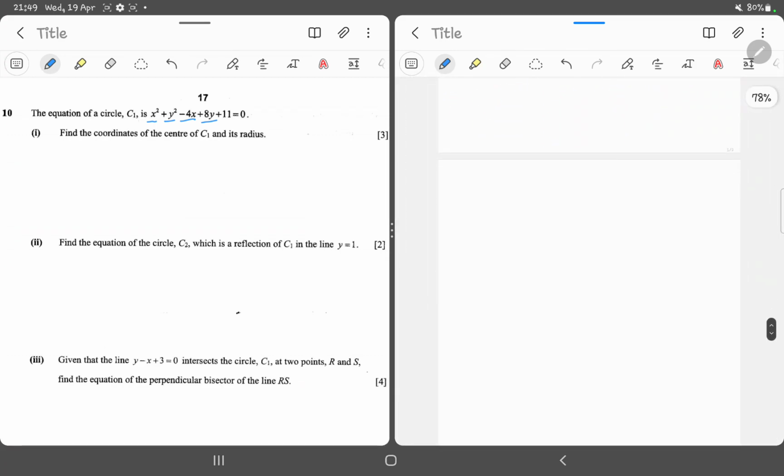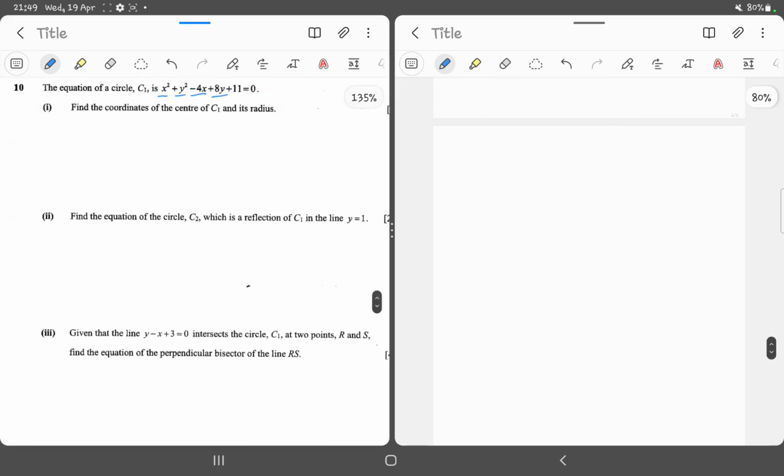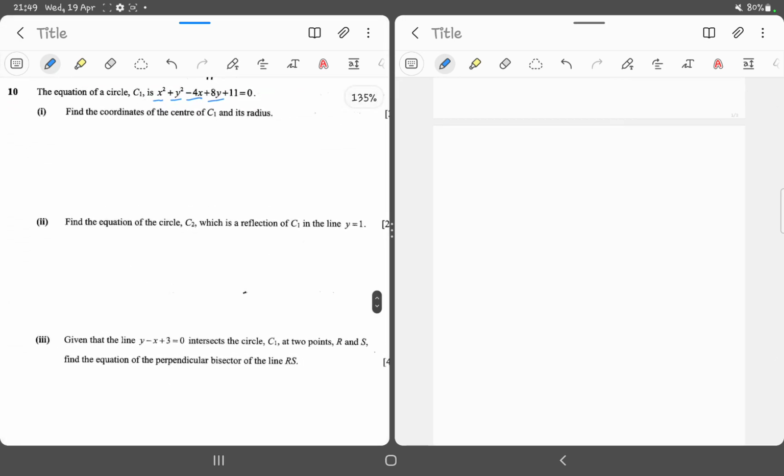So let's move on to 10 part 3. Given that the line y minus x plus 3 equals 0 intersects the circle C1 at 2 points, R and S, find the equation of the perpendicular bisector of the line RS. For 10 part 3, usually I will advise you all to sketch it out. So we have this circle C1 given by this equation.